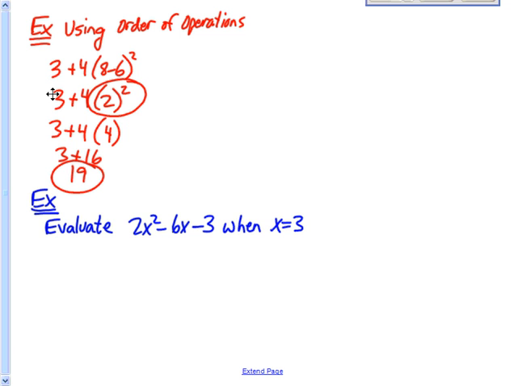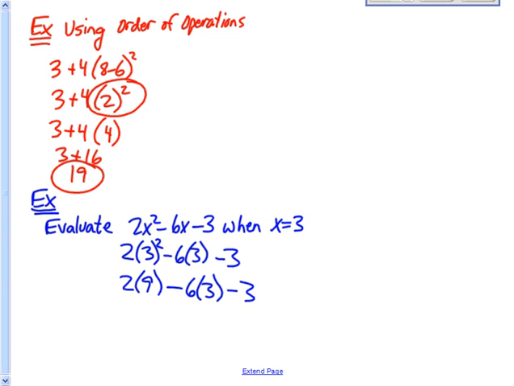Let's do the one in blue here. Let's evaluate 2x squared minus 6x minus 3 when x is 3. So let's plug in 3 for x. Let's substitute that in. And then we're going to do our parentheses. Now there's nothing to simplify inside of the parentheses, so we move to our exponents. So 3 squared is 9. Now we're going to do our multiplication and division. So 18 minus 18 minus 3. Of course, 18 minus 18 is gone, and we're left with -3 as our answer there.